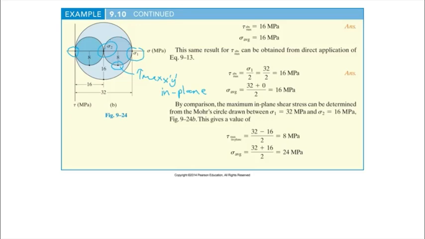Right. The largest will be down here. That is the largest shear stress because that's from the largest circle. So that is the tau max absolute. Okay, or absolute max, whatever you want to write. Right. So from this question, we can find that tau absolute maximum will be 16 megapascal. And the average normal stress is equal to sigma 2, which is 16 megapascal. Okay.